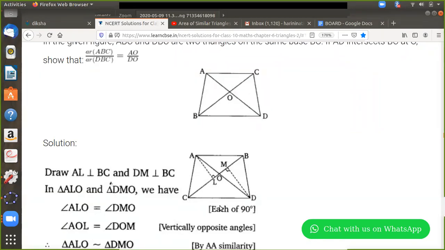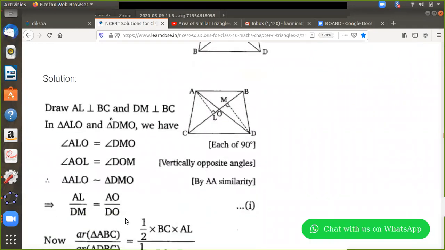Ma'am, to show that AO is proportional to OD, AO by DO will be equal to LO by MO, which will be equal to AL by DM. That means the two triangles, the sides will become proportional. So out of which I have used only two. I know AL by DM will become equal to AO by DO, which will be equal to LO by MO.